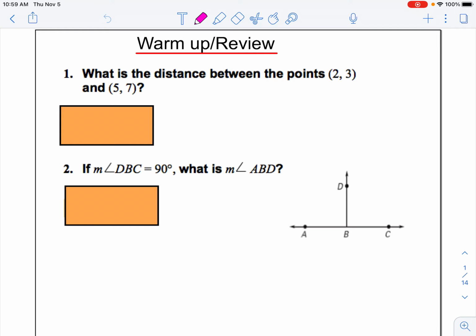So the answer to the first one, the distance between those 2 points using the distance formula, is 5 units. And if you didn't get that correct, you can check back to the notes where I will work it out, and so you can see and find your mistakes.